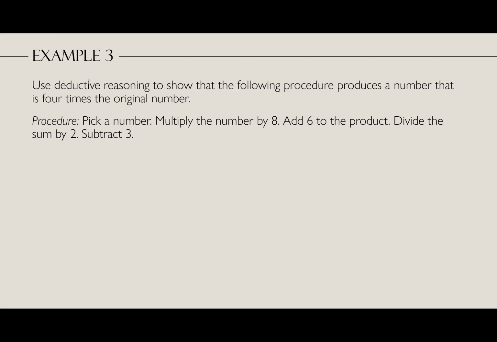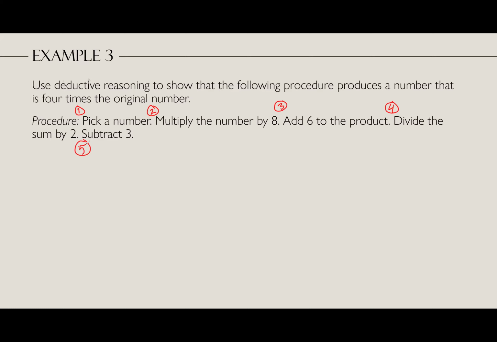How are we going to take this on differently? We saw that using inductive reasoning, it should be 4 times the original. Well, in this case, what we're going to do is I'm going to go ahead and be very broad with this. Suppose I pick a number. Let's actually label this step 1, pick a number. Step 2, multiply the number. Step 3, add 6. Step 4, divide. And then step 5, subtract.